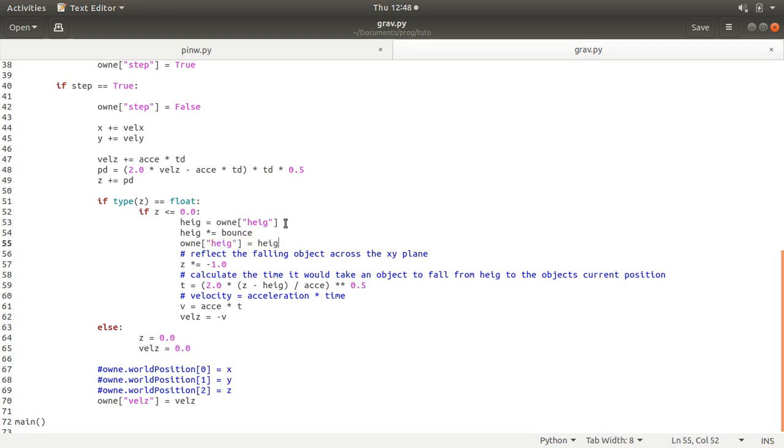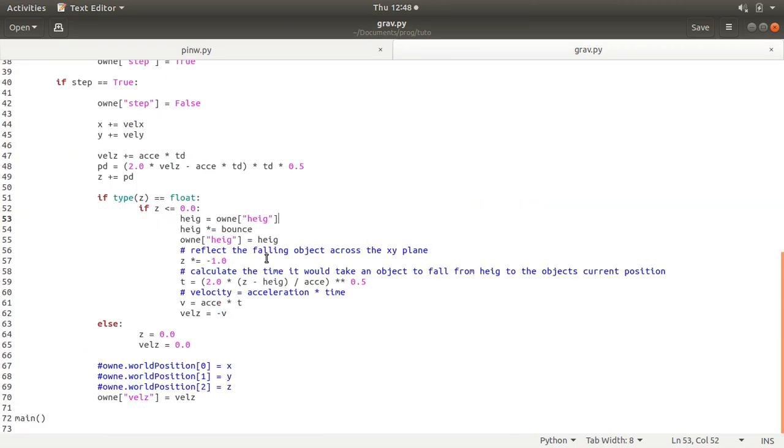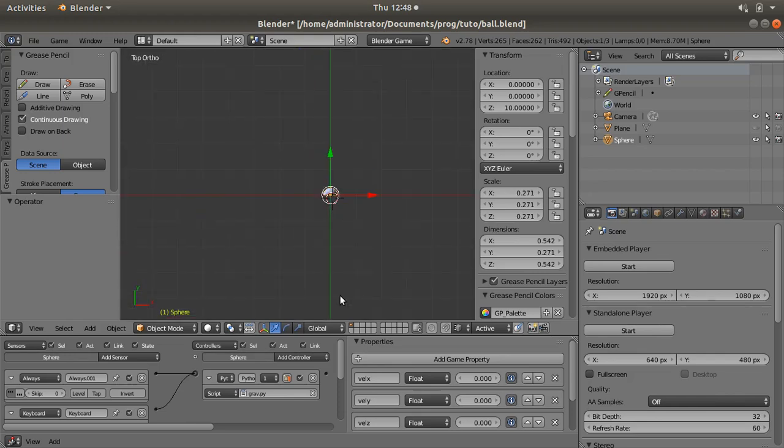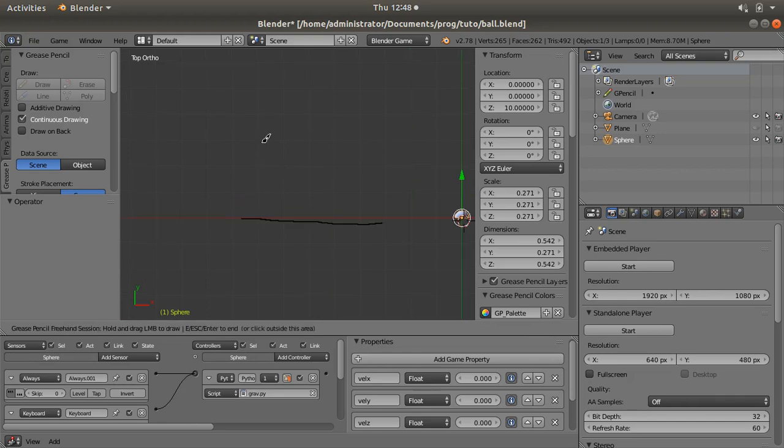So my object starts at 10, and I multiply it by 0.8, so after the first bounce it's going to move back up to 8. Then I store it so that it can be reduced again. I reflect the object across the ground plane. My ball is moving in increments, and at some point it's going to pass through the ground. So I have to put that position back. So I reflect it here.